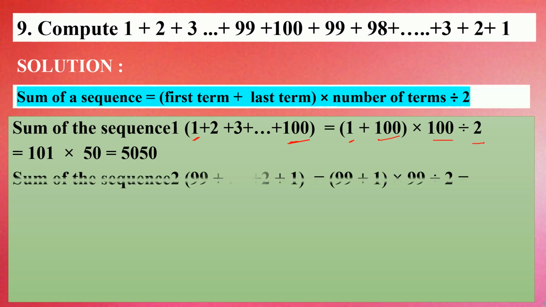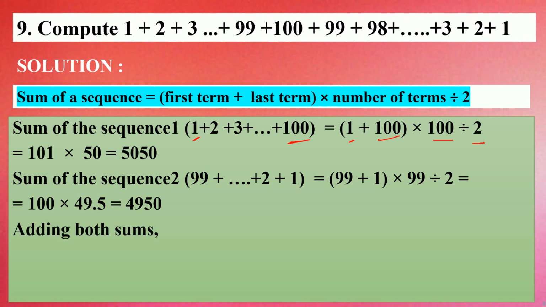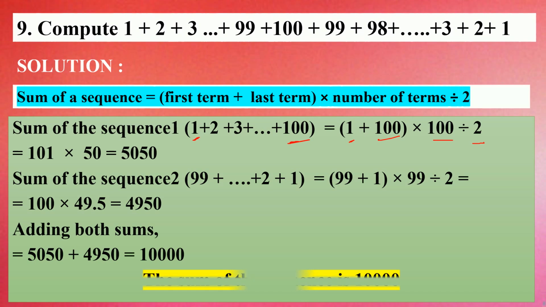And what about the sum of sequence 2? Sequence 2 starts from 99 and it goes on till 1. So 99 is the first term and the last term is 1. Using the same formula, we get 99 plus 1 into 99 divided by 2, so we get 4950. So when you add both the sums, sum of sequence 1 and sum of sequence 2, it gives us 10,000. So the sum of the sequence is 10,000.